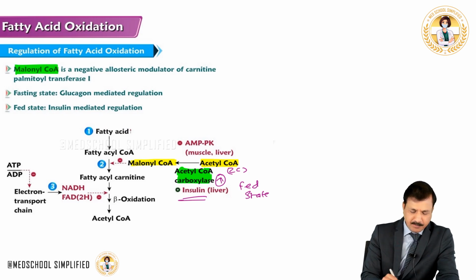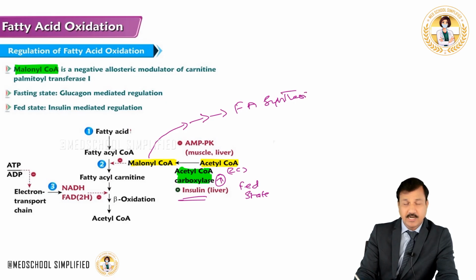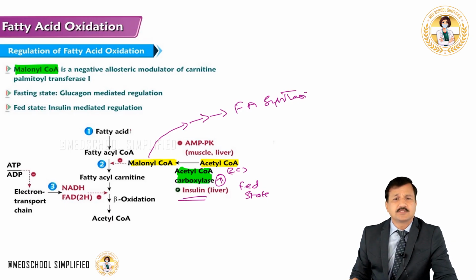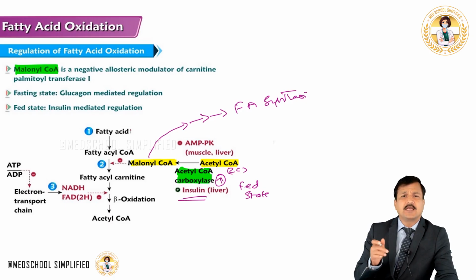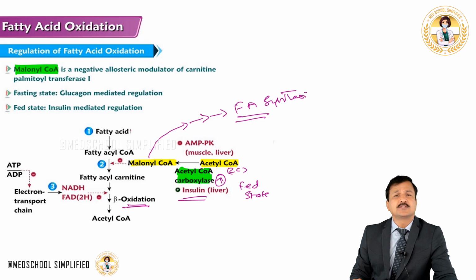In fact, the purpose of making malonyl-CoA is fatty acid synthesis. A fatty acid is synthesized using malonyl-CoA. So that is the purpose of insulin. While malonyl-CoA is elevated and fatty acid is being synthesized, fatty acid oxidation should not go on. Remember this, because fatty acid synthesis and fatty acid oxidation, that is beta-oxidation, are antagonistic pathways. Antagonistic pathways should not run simultaneously.